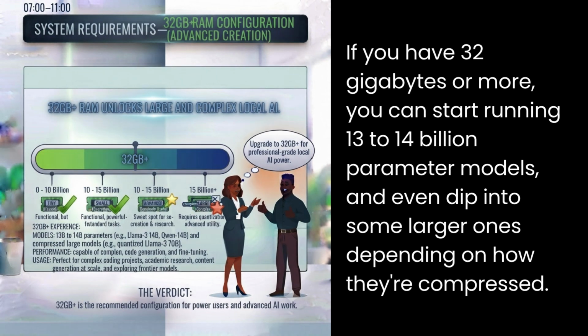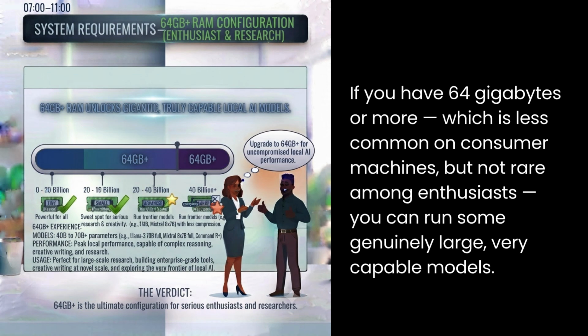If you have 32 gigabytes or more, you can start running 13 to 14 billion parameter models, and even dip into some larger ones depending on how they're compressed. If you have 64 gigabytes or more, which is less common on consumer machines, but not rare among enthusiasts, you can run some genuinely large, very capable models.